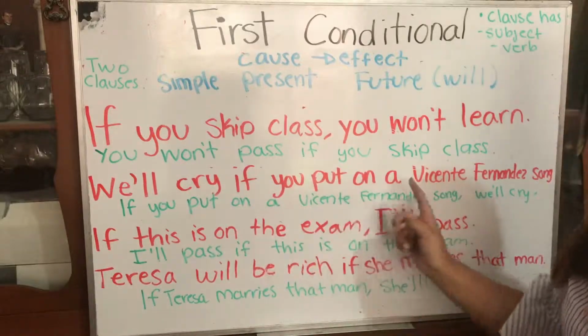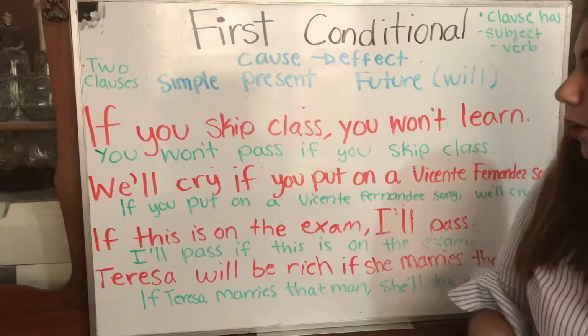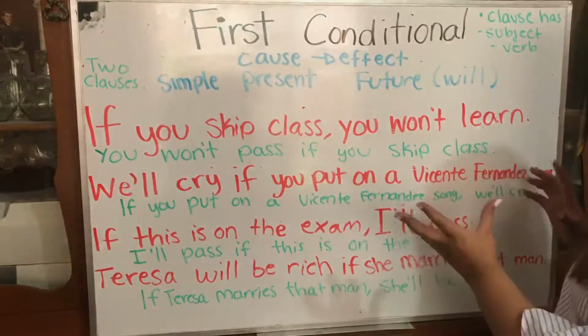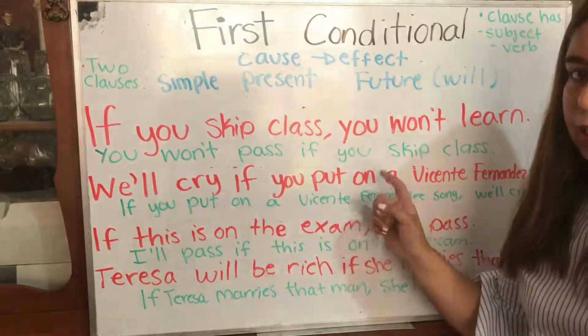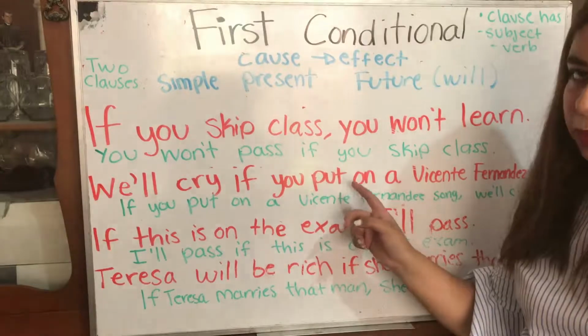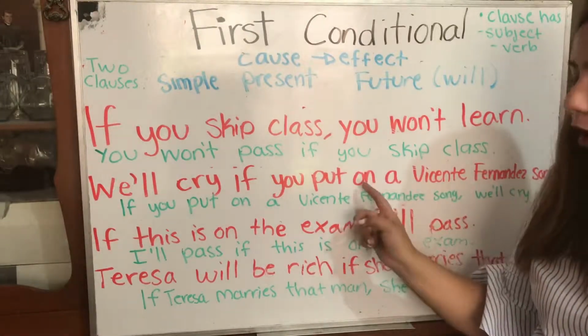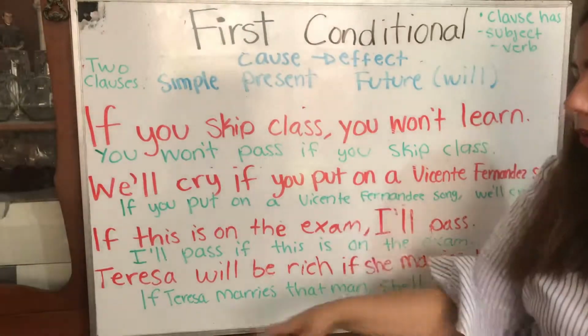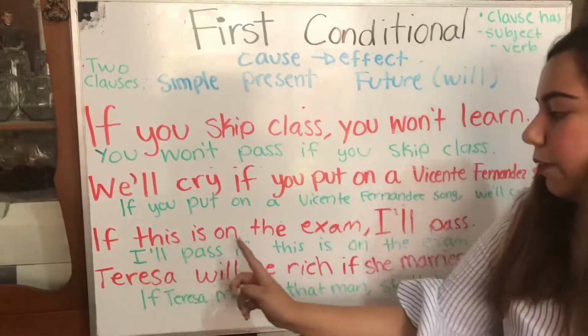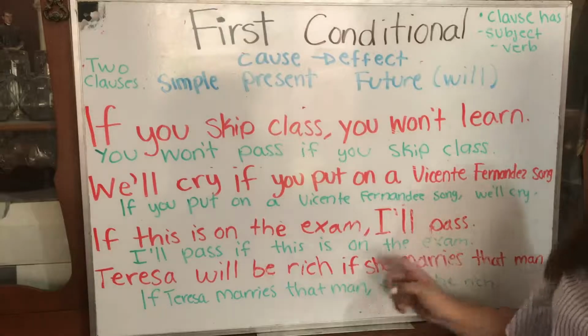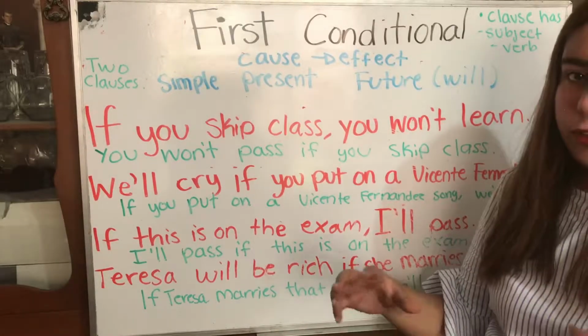Pero en este caso de aquí abajo que empezamos con la causa, sí estamos poniendo coma, ¿va? So we'll cry if you put on a Vicente Fernández song. Ok, entonces aquí es nuestra segunda clause, es aquí. Tenemos el sujeto you y el phrasal verb, put on está en presente simple, ¿ok? Y aquí al revés. Ok, este ejemplo de aquí. If this is on the exam, I'll pass. Si esto está en el examen, yo pasaré.